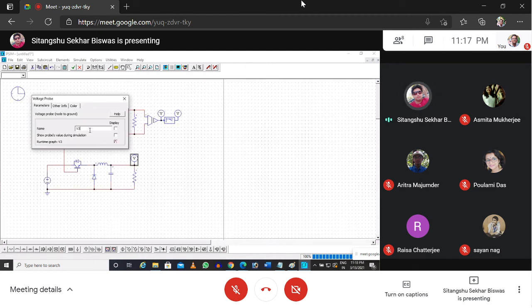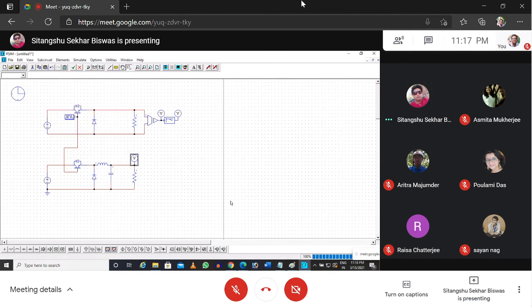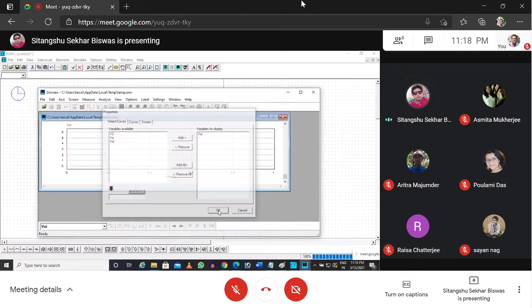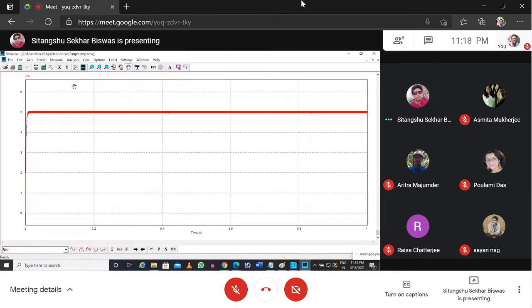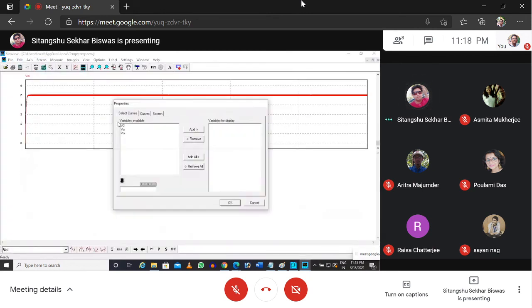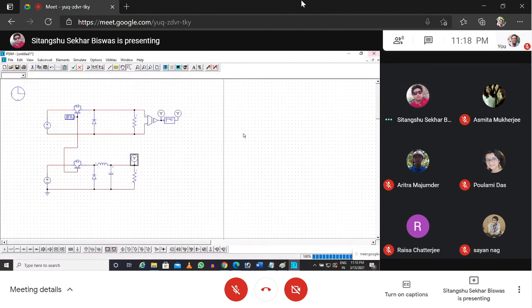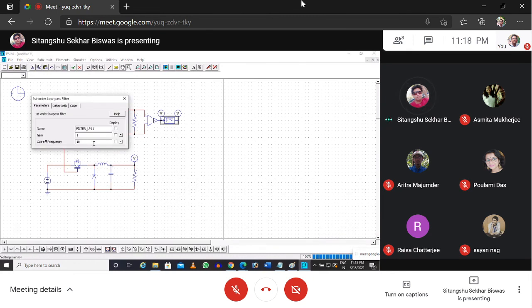Now this is our actual, and we will compare the two. So this is the ideal and this is my actual. See, that initial part is the transient, due to the non-linearity it is coming. So it is also 5 volt, that is also 5 volt. So still you can reduce it, the cutoff.